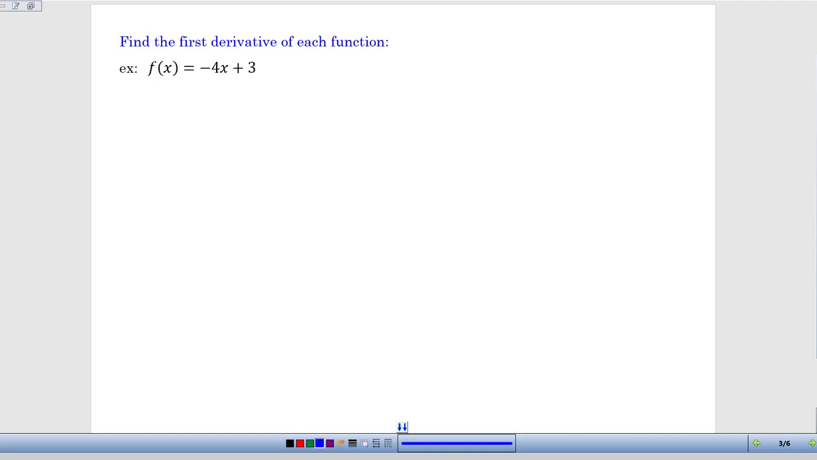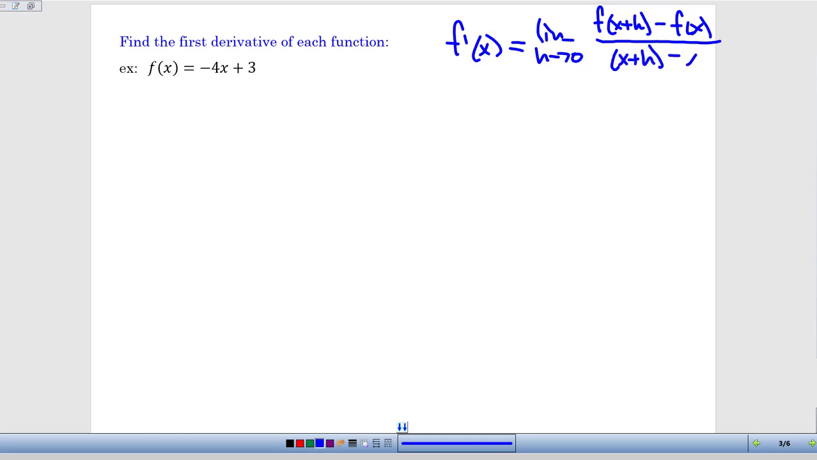So here we'll take a look at a few more examples of finding that first derivative using the difference quotient, using the limit as h approaches 0 of that difference quotient. So the idea being the first derivative is the limit as h approaches 0 of our slope fraction, called the difference quotient. f of x plus h minus f of x, so the difference between the y coordinates, over the difference between the x coordinates.